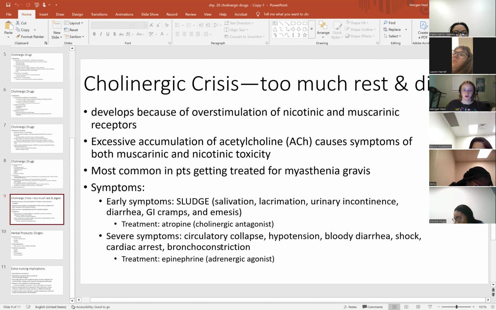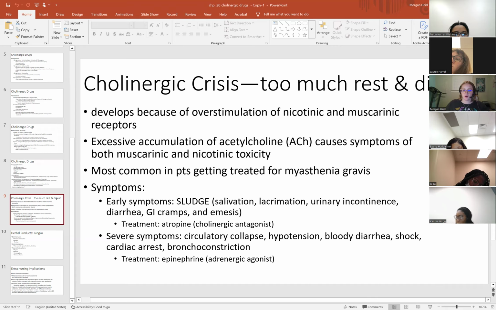If it gets worse, like if we're in the later stages of cholinergic toxicity, you're going to see circulatory collapse. So there's going to be low perfusion. You're going to see hypotension, so the blood pressure is going to go way down. You're going to see bloody diarrhea, so you're going to almost be hemorrhaging. You're going to see shock, probably more hypovolemic shock, and then you're going to see cardiac arrest. So your lungs and heart are going to start to shut down. And the treatment for that is epinephrine.